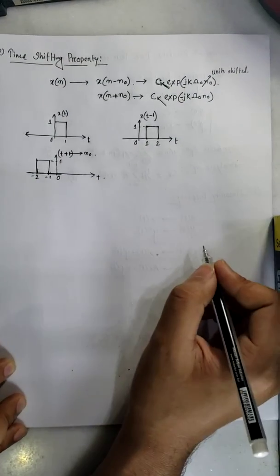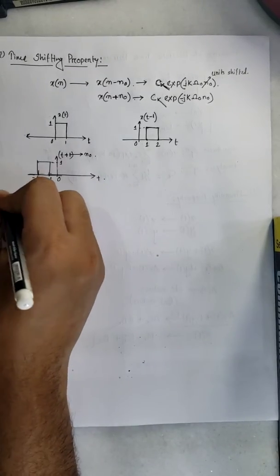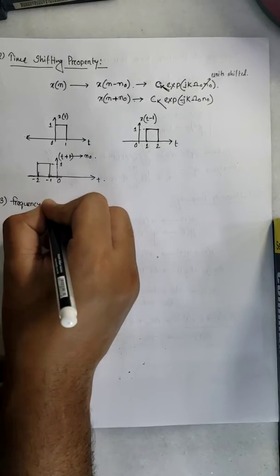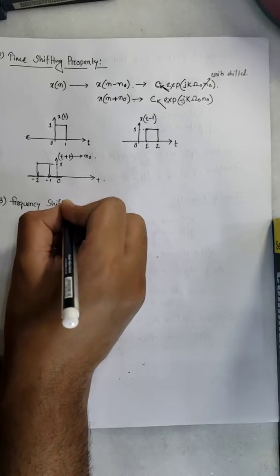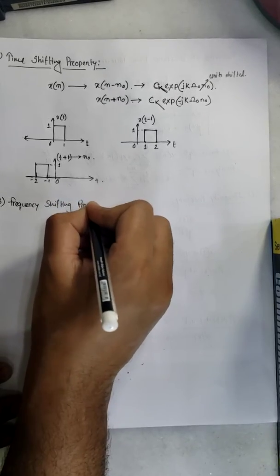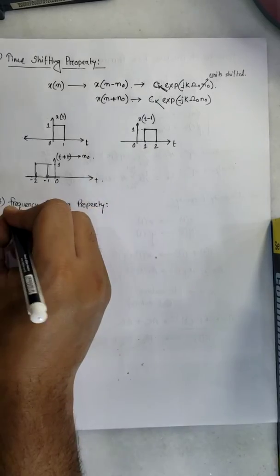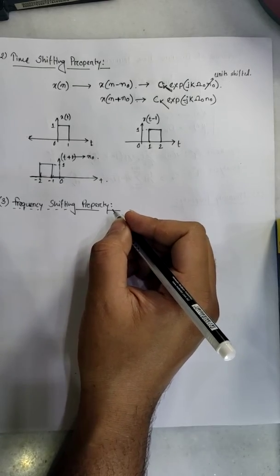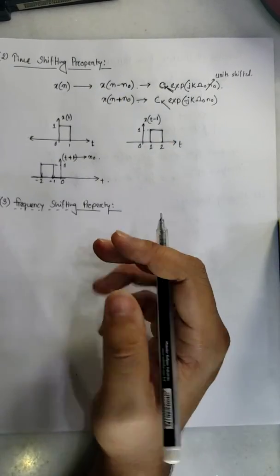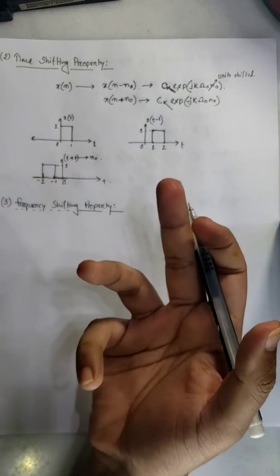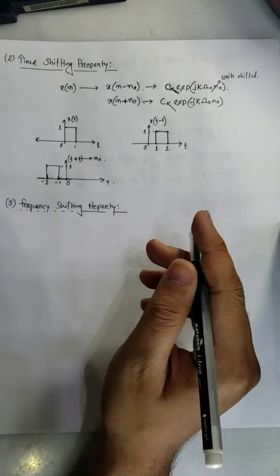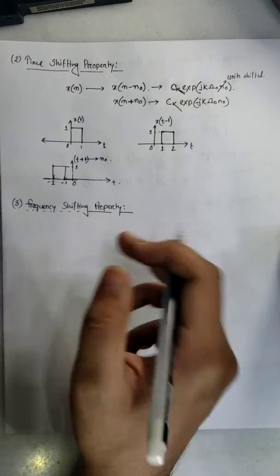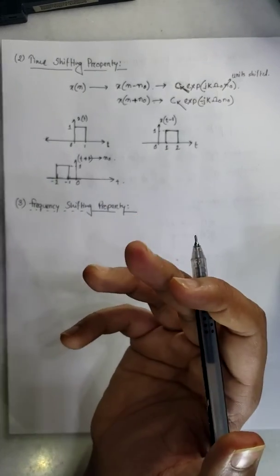Hope that's clear. Now let us consider the frequency shifting property. Now, the frequency shifting property is complementary of the time shifting property. That means they are vice versa. What we are doing now is that we shall be shifting the value of c of k in the frequency domain and then see the consequence that it makes in the time domain.